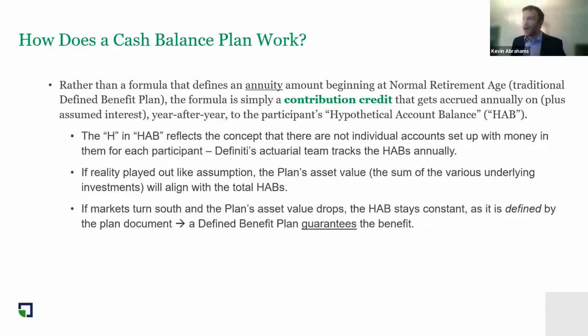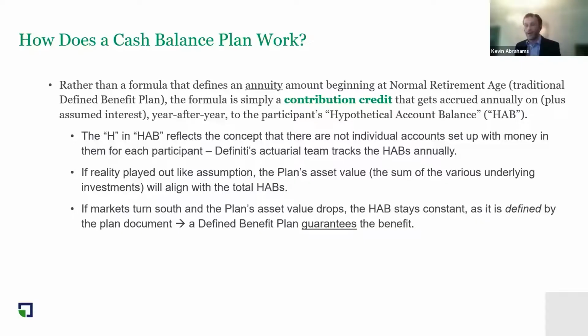A lot of odd names there, but that's basically because, as opposed to a 401k type plan where I can go onto John Hancock and look at what my current balance is based on my investment allocation that I selected, the hypothetical account balance is something that Definiti, as the TPA, as the actuary, tracks year by year based on the guaranteed rate of interest credit and the contribution credit, which can either be based on a flat dollar amount or a percentage of compensation, depending on how the plan is designed.